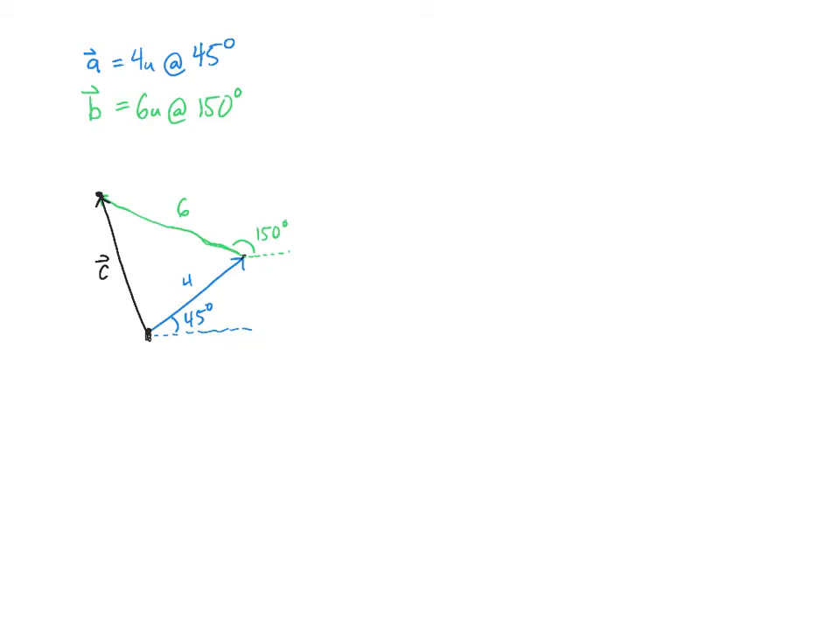Now, the process for finding vector C. Okay, the first thing you're going to do, and I'm going to break this down into steps because I know a lot of people find that helpful, is to find the components of the vectors you are adding. Okay, now in this case, I'm only adding the A and B vector.